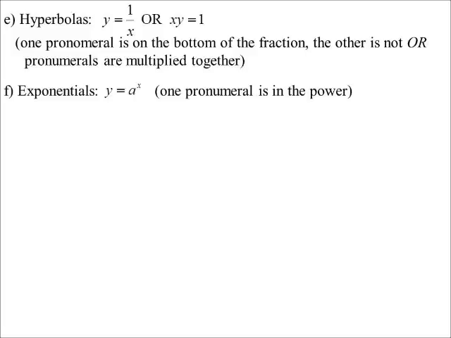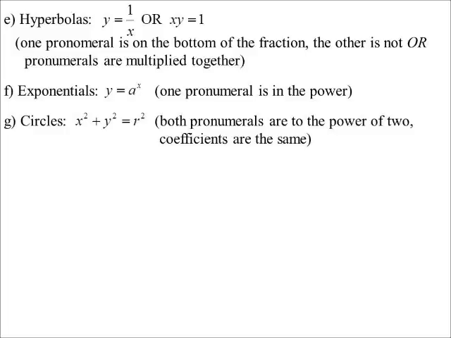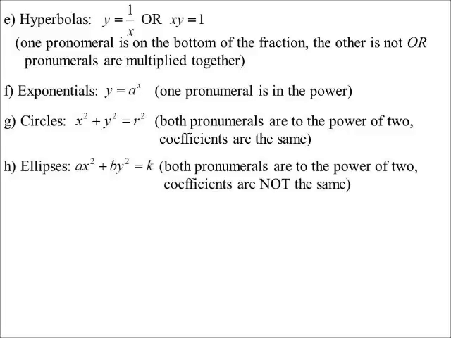The exponentials, y equals a to the power of x. The clue is, hey, look, there's a pronumeral in the power. Could be an exponential. Circles, x squared plus y squared is the radius squared. So the coefficients of the x squared and the y squared are the same. That's how we recognise that one. Oh, and to the power of 2, of course. And then ellipses was when we changed the coefficients, still the same sign, mind you. And then, as I say, if the signs were different, then we're back to that other type of hyperbola that we investigated.